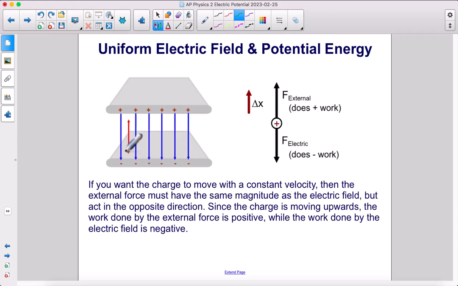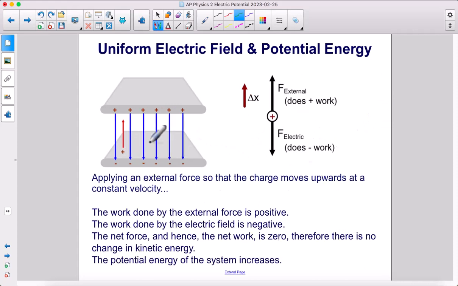If you want this charge to move with constant velocity, then these forces need to be opposite and equal. The external force must have the same magnitude as the electric force down, but it needs to act in the opposite direction. Since the charge is moving upwards, the work done by the external force is positive, while the work done by the electric field is negative.